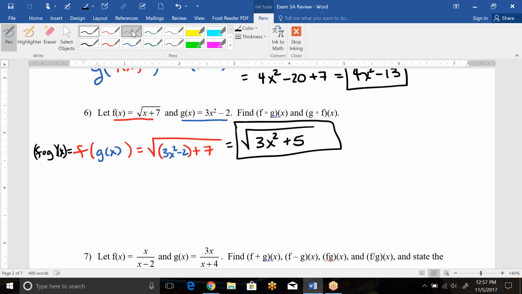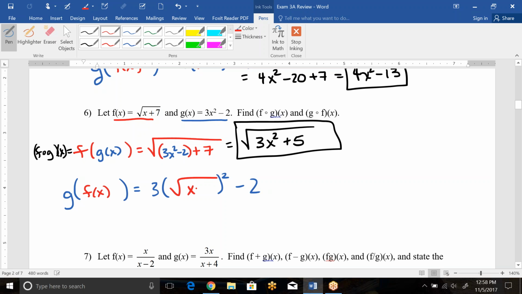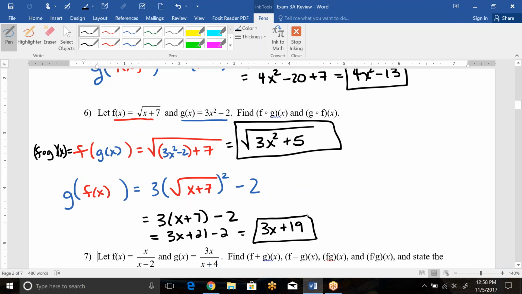Okay, let's do g of f. So that would be g of f of x. So this time we would say 3 blank squared minus 2, and inside that blank goes the square root of x plus 7. We have a square root that's being squared, so it's just going to become x plus 7, which we will still have to distribute that 3 to. So this is 3x plus 21 minus 2, or 3x plus 19. So there's that one.